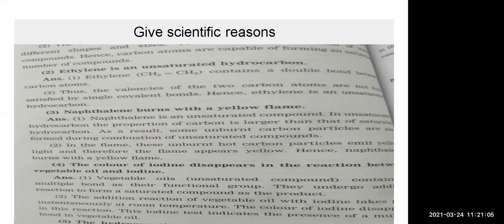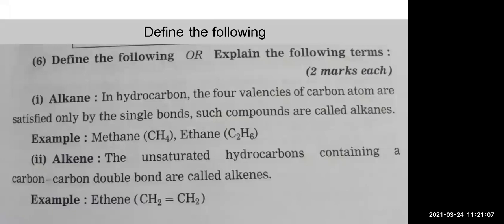Okay. Then a few of the definitions can be asked for 2 marks. For example, define the following or explain the following terms can be asked. What do you mean by the alkane? So alkane is a hydrocarbon in which the 4 valencies of carbon atoms are satisfied by only single bonds. Such compounds are known as the alkanes. For example, methane and ethane, where carbon is attached to 4 different atoms by a single bond.